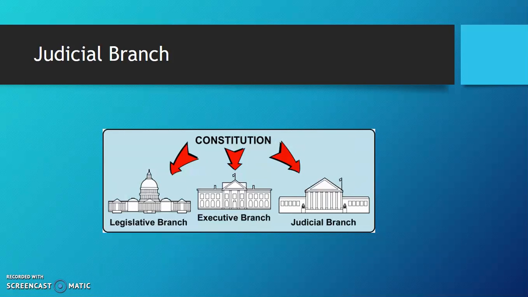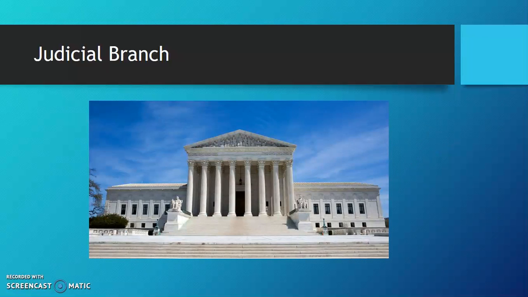Next, in our 3-part series, we're going to learn about the judicial branch. When talking about the judicial branch, we are going to discuss the Supreme Court.